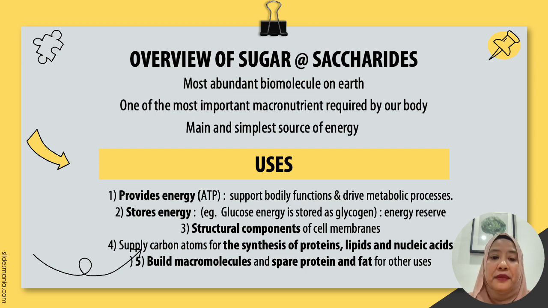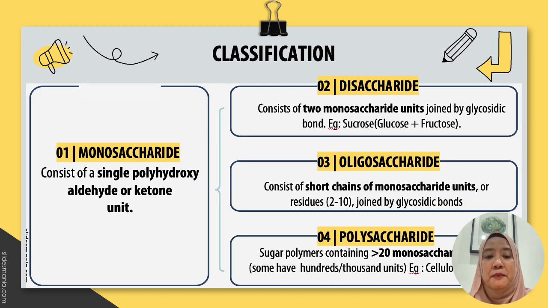Secondly, it stores energy. So energy, for example, glucose that is not being used is stored as glycogen. So essentially, it is used for energy reserve. Thirdly, carbohydrates have structural component functions of the cell membranes. They supply carbon atoms for the synthesis of other molecules such as proteins, lipids, and nucleic acids. And they also build macromolecules and spare protein and fat for other purposes as well. So carbohydrate is a big thing, but it can be broken down into a number of terminologies, as I mentioned just now: monosaccharide, disaccharide, oligosaccharide, and polysaccharide.